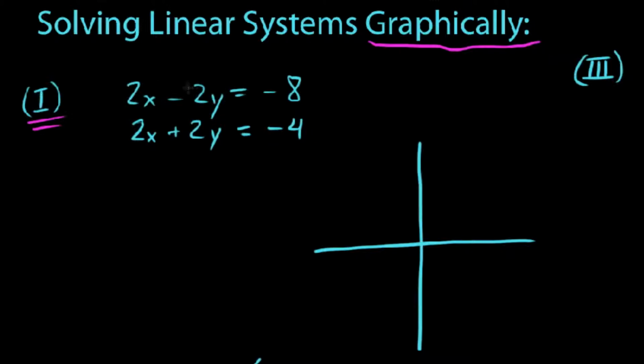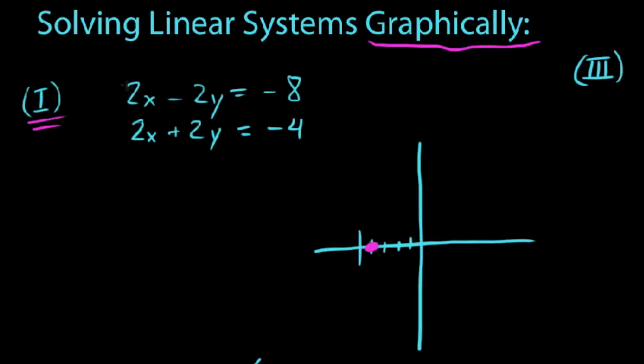So if we plugged in, say, 0 for y to find where it hits our x-axis, this would go away, because anything times 0 is 0. We get 2x equals negative 8. So solving for x, dividing by 2, we get x is negative 4. So when y is 0, x is negative 4. 1, 2, 3, 4. So it hit our x-axis at negative 4.